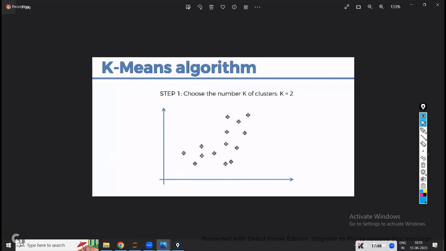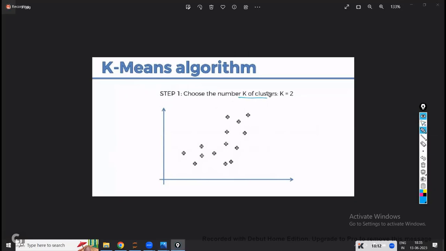As in the KNN algorithm, if you remember, first we take k equal to 1, after that k equal to 2, k equal to 3, k equal to 4, k equal to 5. Like this, we try different k values and later identify the best k value. Similarly, here also we do the same. Choose the number of k. The k value is not always fixed.